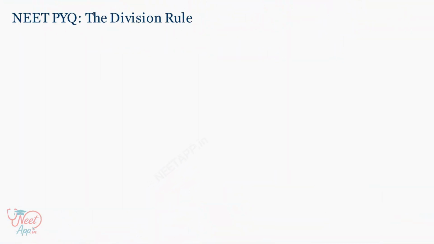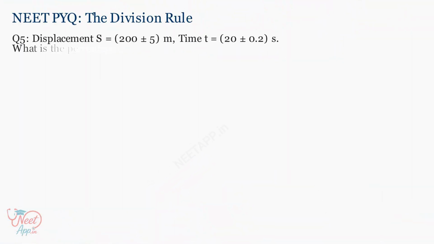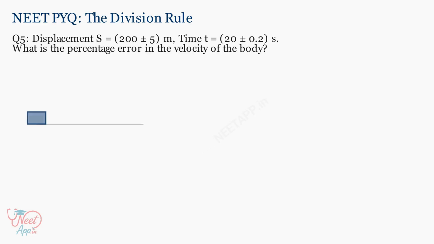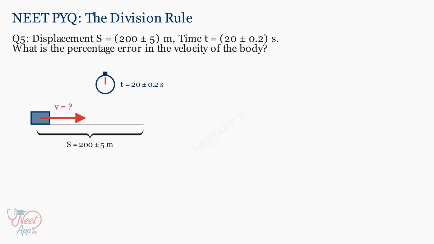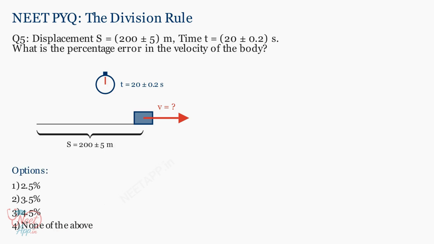Let's close out chapter 1 with question number 5. The displacement of a moving body is measured as 200 plus or minus 5 meters and the time taken is 20 plus or minus 0.2 seconds. What is the percentage error in its velocity? As you can see in our illustration on the left, velocity is simply displacement over time. Step 1, we write out our error formula. Velocity equals s divided by t. This means the percentage error of velocity equals the percentage error of displacement plus the percentage error of time.